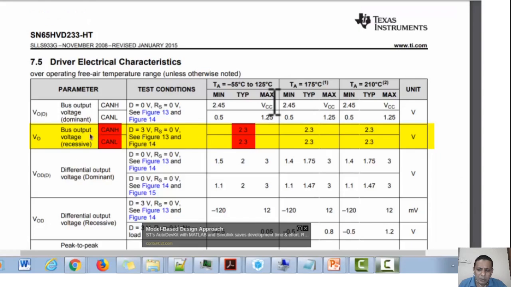In the recessive mode, both CAN high and CAN low will have the same voltage. So the difference is 0 volts.